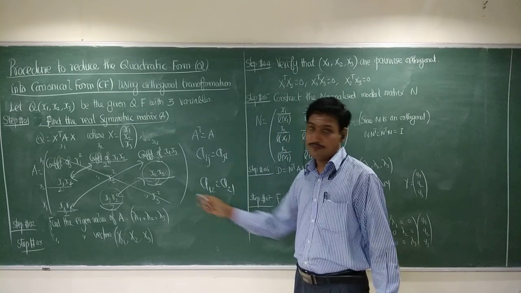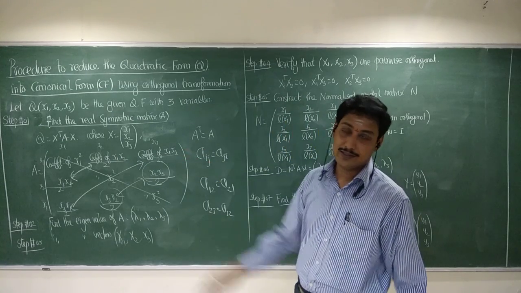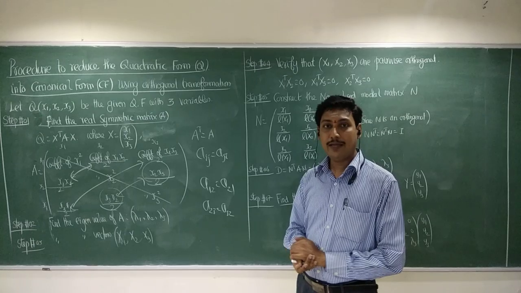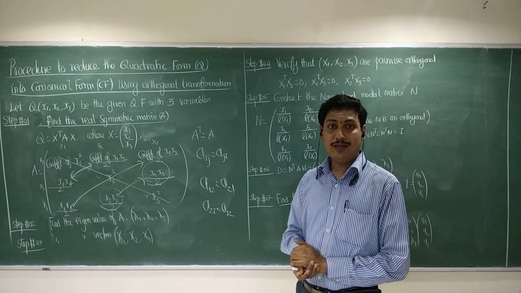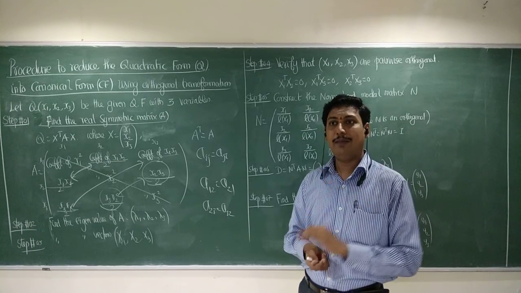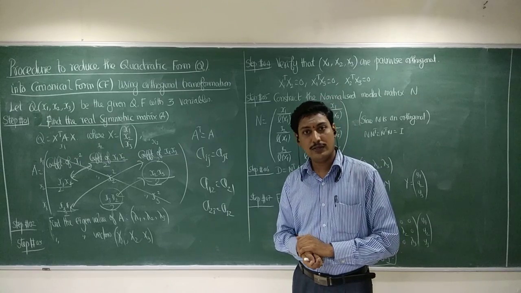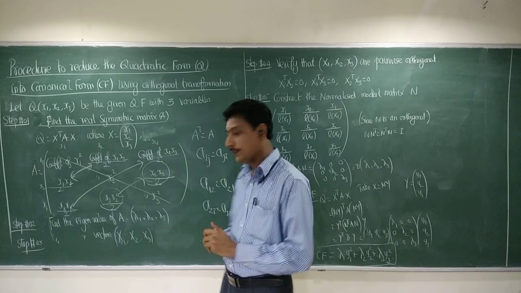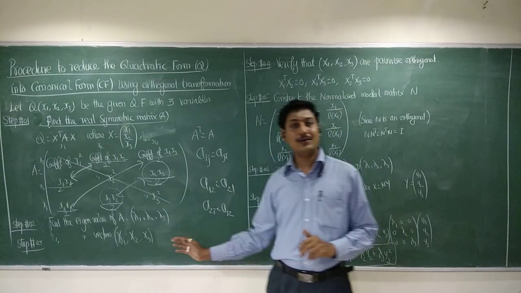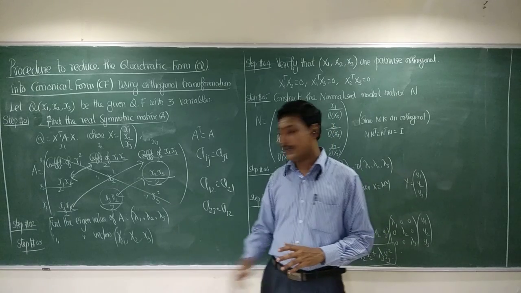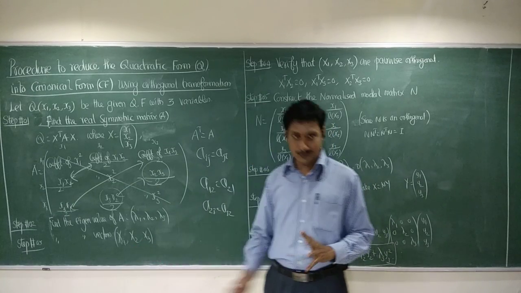From the second step, we use the real symmetric matrix alone to determine the eigenvalues of A. This is a 3 by 3 matrix, so there are 3 eigenvalues, namely lambda 1, lambda 2, lambda 3. And the third step is to find the corresponding eigenvectors, namely capital X1, capital X2, capital X3.